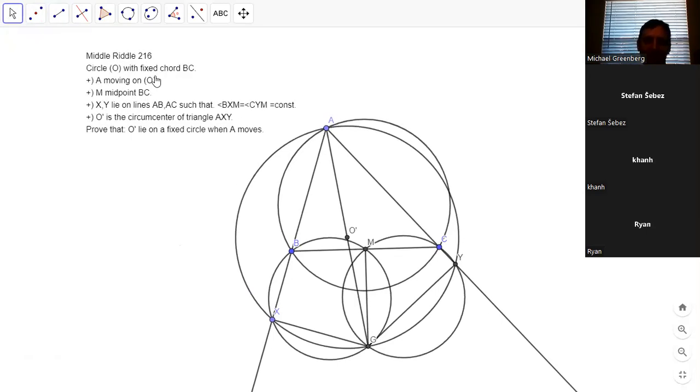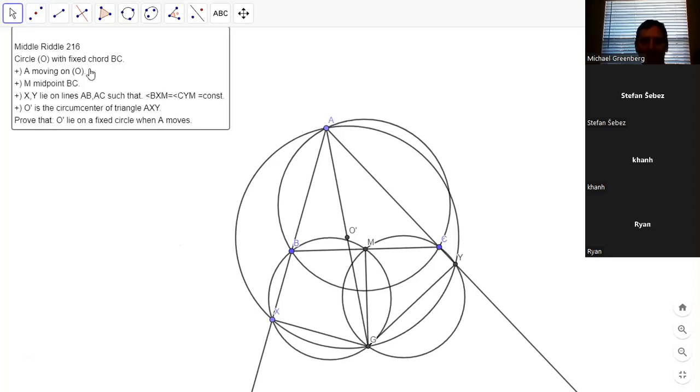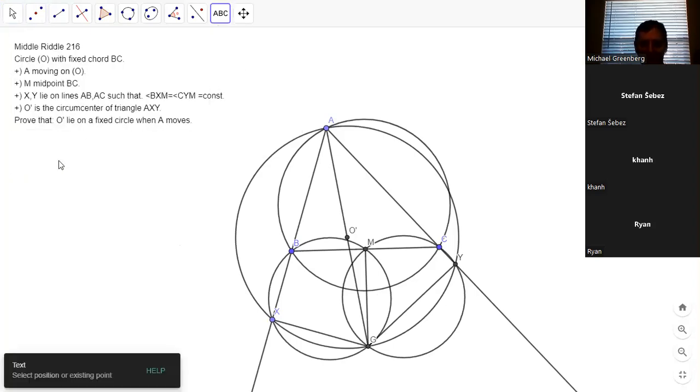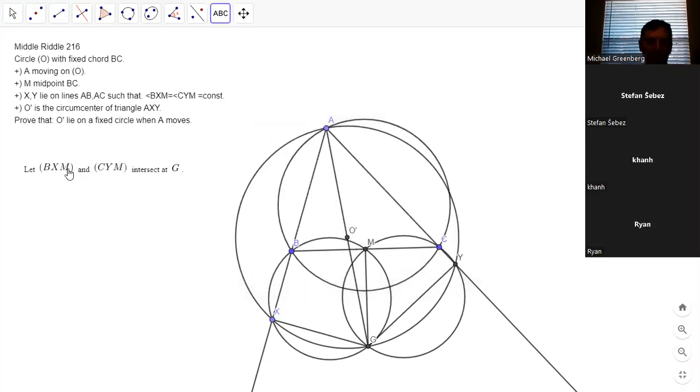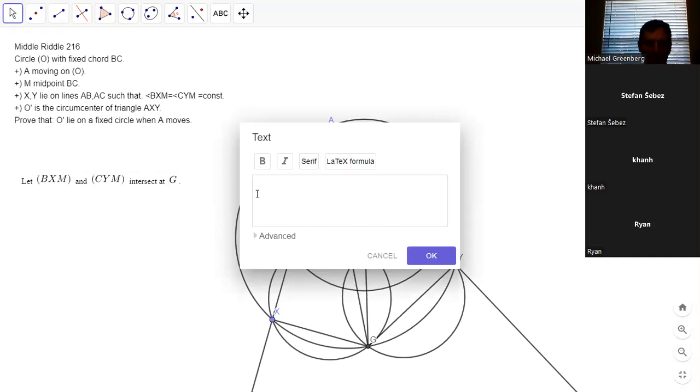Okay, so yeah, that basically solves it. So I'm gonna write it up really quick. So let BXM and CYM intersect at G. So first of all, the circles have the same radius. So I'll say that.